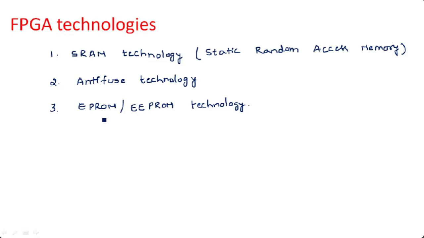So what technology are you using? Three types of technology are used: SRAM technology, that is static random access memory. I think we already studied SRAM, no? SRAM is a 6T RAM cell. We already saw it consists of latches and two pass transistors. And then antifuse technology and EEPROM technology. These are the technologies we are using in the FPGA.